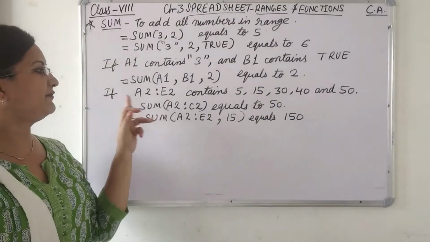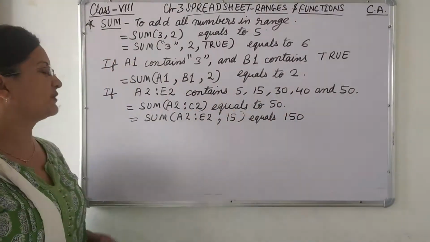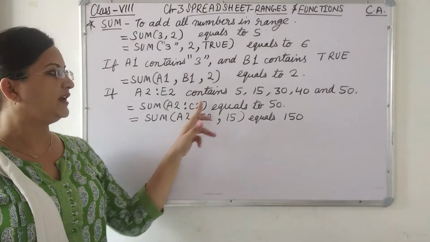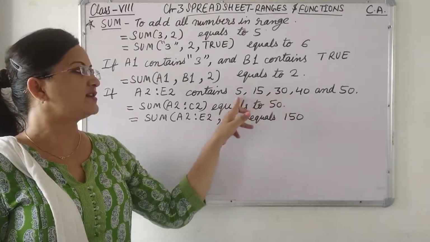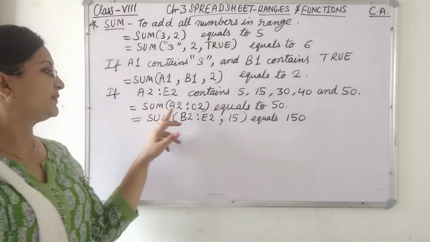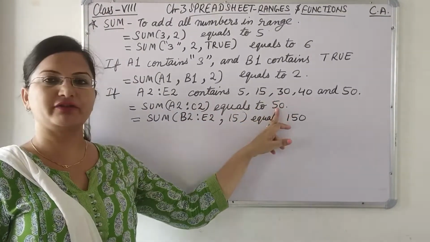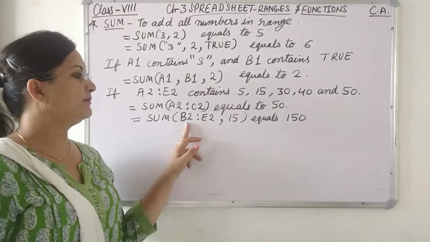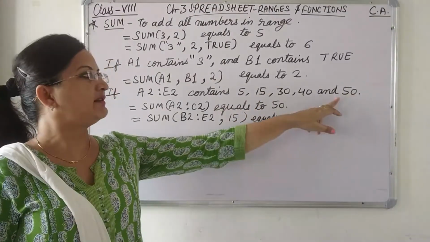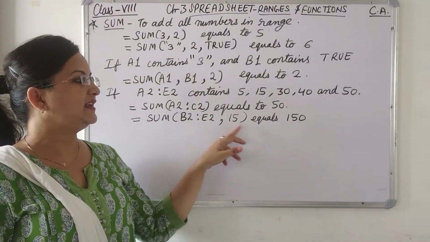Then if A2 to E2, that is A2, B2, C2, D2 and E2, are the values in the range, first of all, equal to SUM(A2:C2). You can see A2, B2 and C2. The sum of these numbers is 50: 5 plus 15 is 20, and 20 plus 30 is 50. So 50 is the answer. Then equal to SUM(B2:E2). B2 means from here to here. You can see it is 135, and 135 plus 15 is 150.